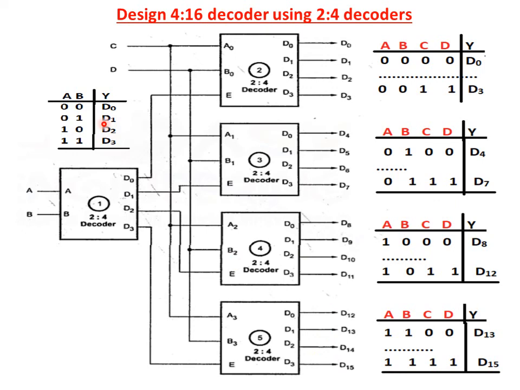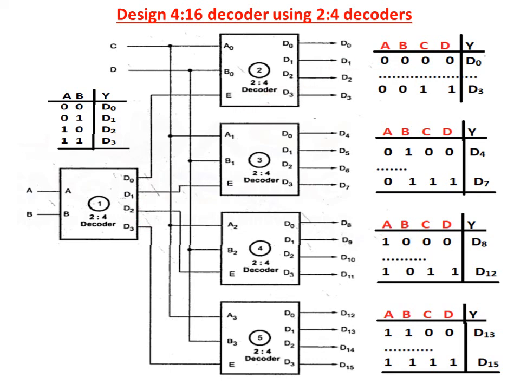Now CD is one of the inputs. This is applied to all the decoders, and here AB is another input. This first decoder output acts as an enable input for each decoder. So when AB is 00 combination, D0 is selected. So D0 is connected to decoder 2. So in this case AB value is 00. Now AB is 00, D0 is selected, it will enable decoder 2.